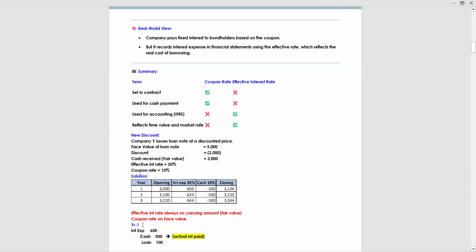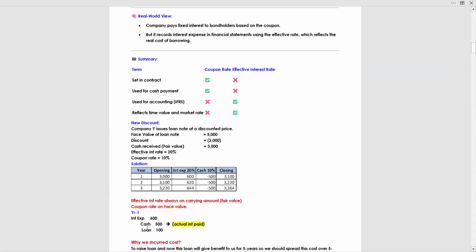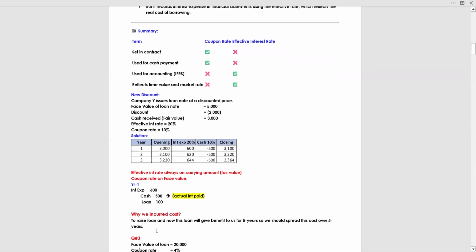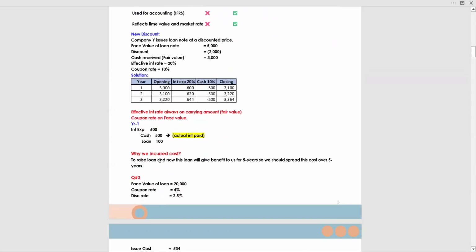Year 1: interest expense debit 600, cash 500. This is the actual interest paid. Okay, loan payable 100. How 100? Because you paid 500 out of 600, so still you have a liability of 100. Now, why we incurred cost to raise the loan: this loan will give benefit to us for the next 5 years, so we should spread this cost over 5 years.